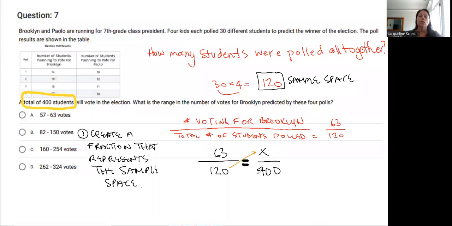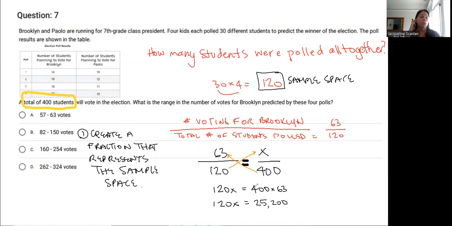Okay, so the first thing I'm going to do is cross multiply, which means I'm going to do 120 times x, and that's the same as 400 times 63. Now remember, it doesn't matter the order that you multiply. I could do 63 times 400, I'm going to get the same thing. So I'm going to do 400 times 63, and that gives me 25,200. Okay, and I've got 120x on the other side.